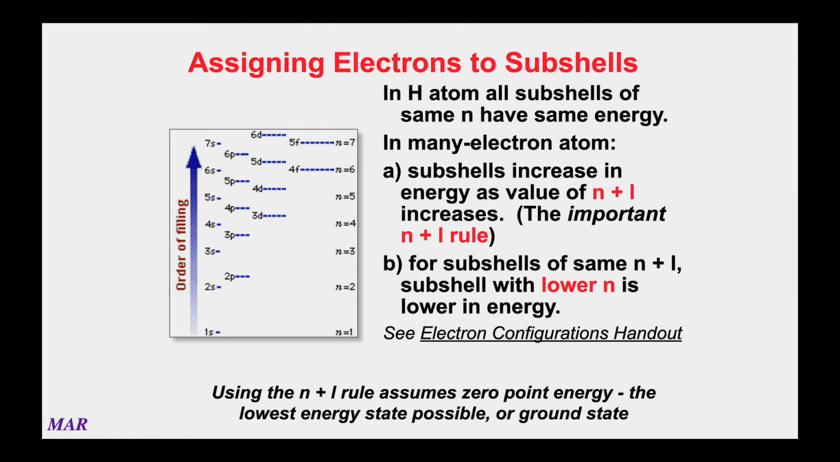The n plus l rule assumes what's called zero-point energy, which is the lowest energy state possible for an atom. Most of the time in the real world, because of energy from the sun or nuclear radiation or any kind of reason, sometimes you have excited states, but we're going to assume that everything is behaving itself. So we're going to talk about how we can predict the default energy system for the different atoms. And it works out pretty well.